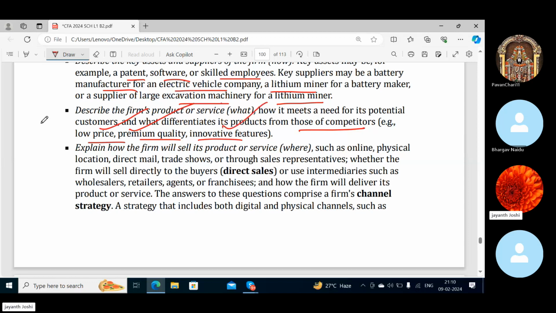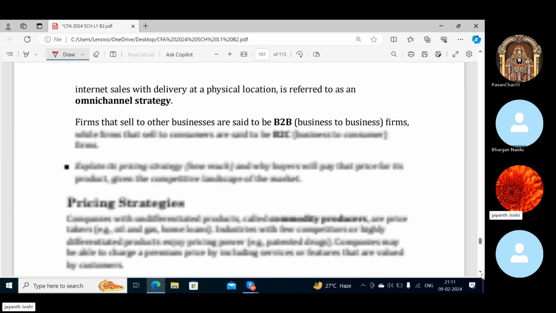Okay, let's say a laptop or a smartphone has multiple features, right? Explain how the firm will sell its product or service. So, online, physical, direct sales, they may set up some workshops, okay, or some mobile outlets. So how they sell depends upon them. What kind of strategy they have depends upon them. Whether they want to sell it through dealers or they directly want to sell, etc.